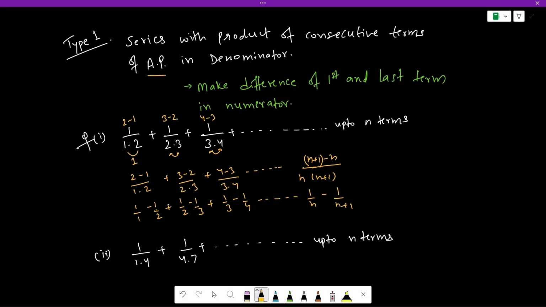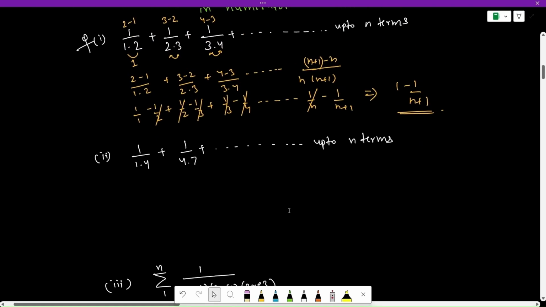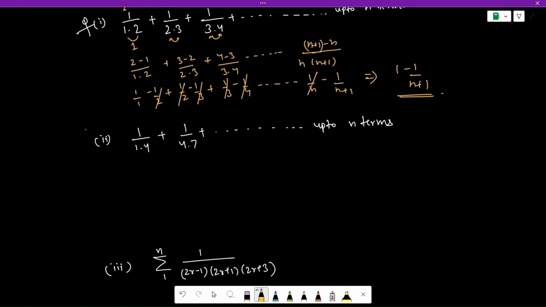Now again, as you can see, we can cancel some terms. So the second term cancels the first term of the next part. Again, this will repeat and we will cancel till here. Now what is left is 1 minus 1 by n plus 1. So this is the answer. Now try solving this second question yourself, then we will solve it. So now let me solve it.